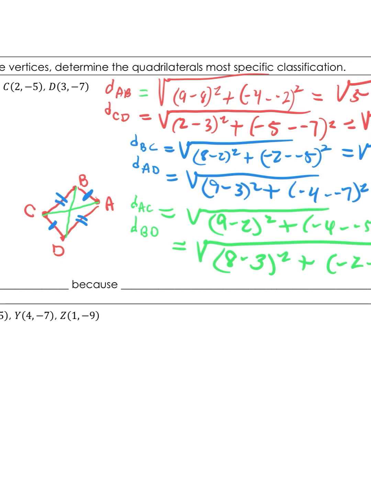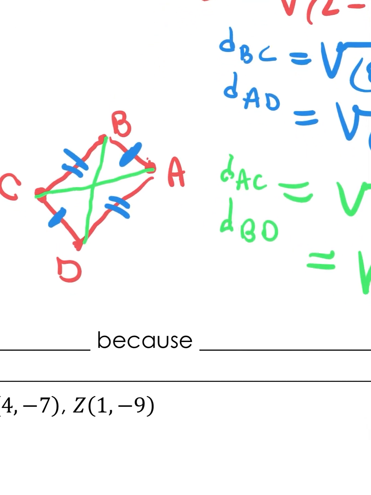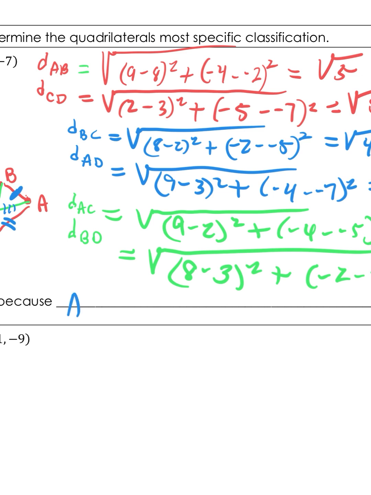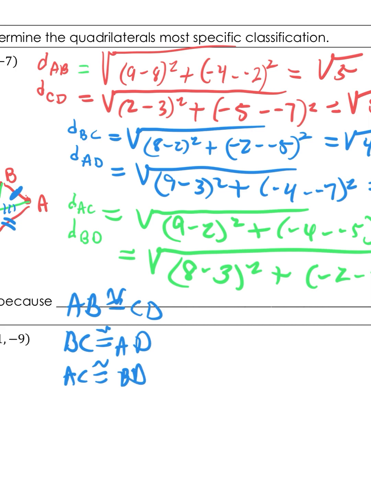So let's go back to our step sheet. Turns out that these diagonals are indeed congruent. This one and this one, okay? So it's a rectangle. We proved that it's a rectangle because opposite sides are equal. AB is congruent to CD, and BC is congruent to AD, and the diagonals are equal. So AC is congruent to BD. Questions?